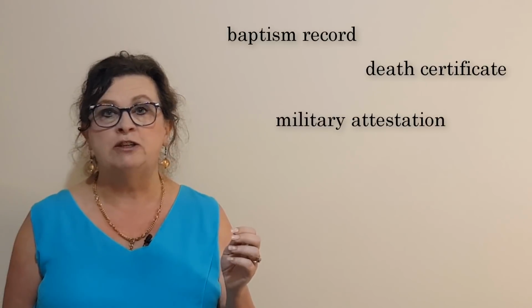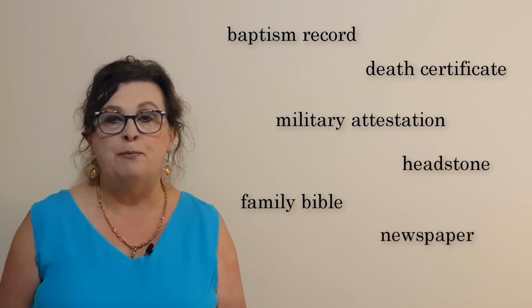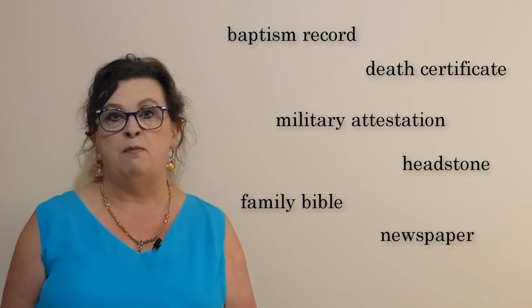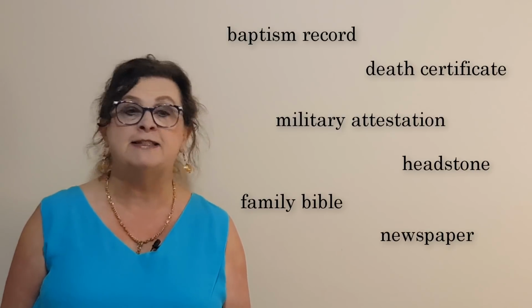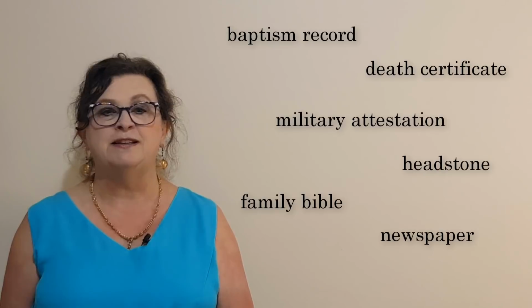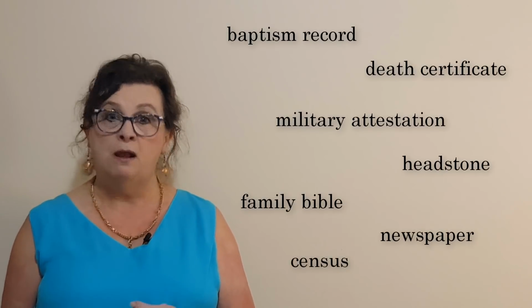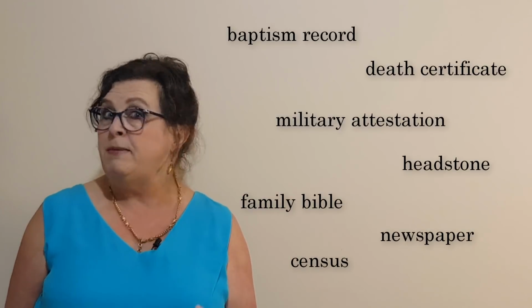There are many places where you might find a date of birth, a baptism record, a death certificate, military attestation, a headstone, a family Bible, newspaper announcement, and there are others. A place of birth might be on a baptismal record, newspaper announcement, military attestation, marriage certificate, death certificate, census, and so on. One or both parents, again, might be on the baptismal record, or maybe even on the headstone.